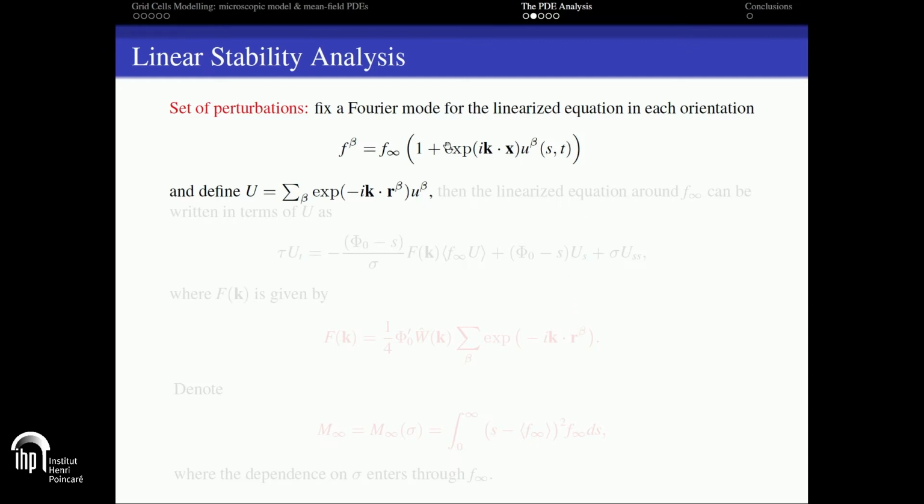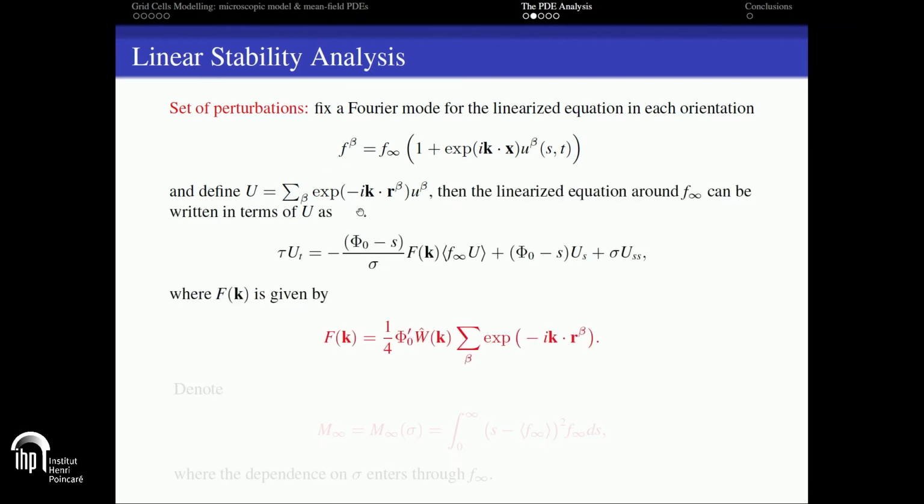So we did this very simple kind of perturbation with just one Fourier mode in each of the orientations. And then just to look at all the orientations together, we compute an evolution for this quantity, capital U. And linearizing, this is a lot of work that I don't expect you to just recognize, but you trust me, this is the good linearization. And when you do this kind of perturbation, you add up in the capital U, you get this linear equation now for capital U.